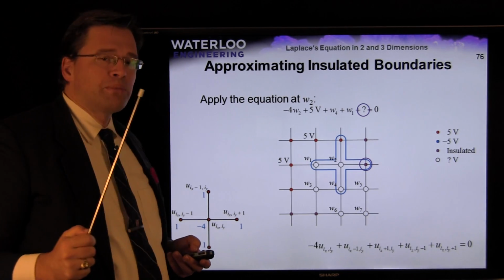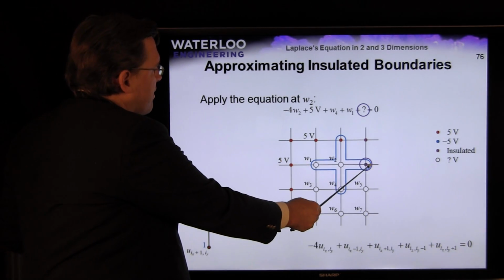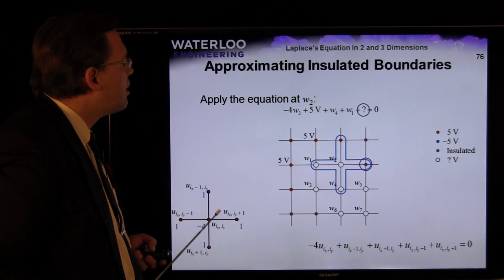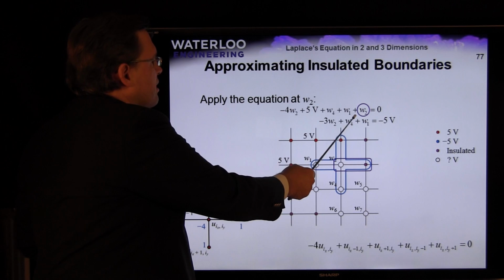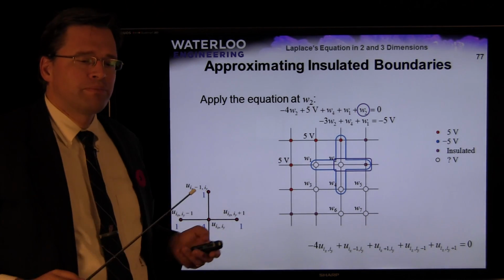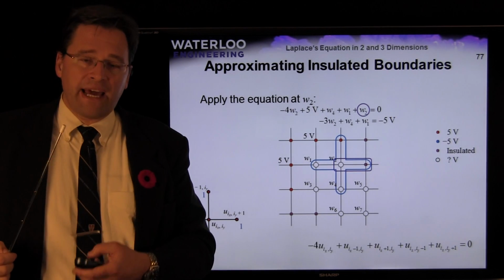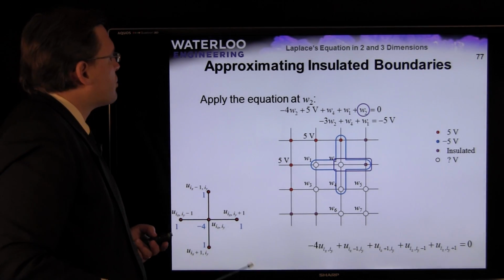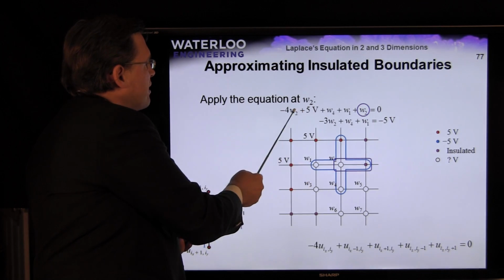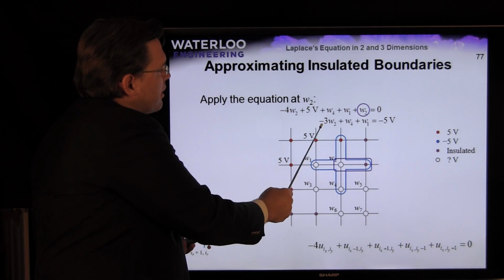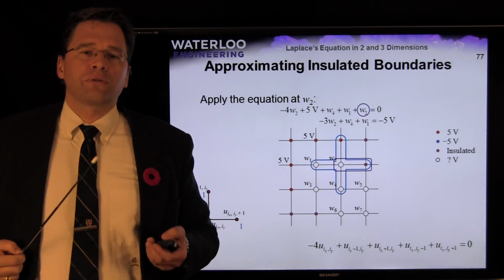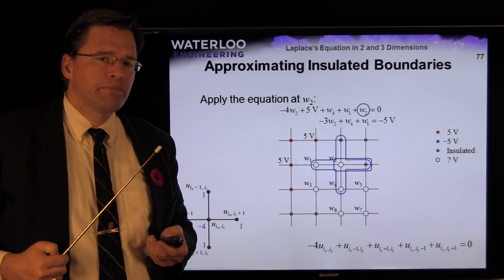Well, remember what the assumption was. The assumption was that the value here equals the closest point. So we're going to assume that this value is equal to W2. It's a rough approximation, but it actually does work. So now we have this positive W2 canceling with one of these. Now the equation is negative 3W2 plus W4 plus 1 equals negative 5 volts.